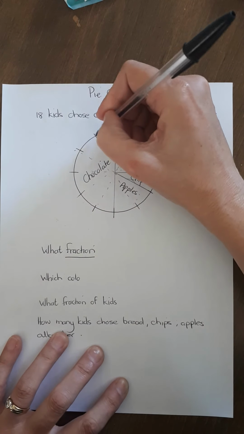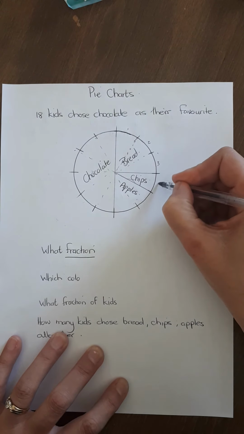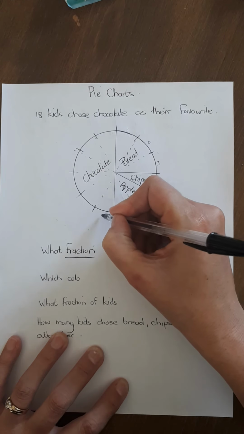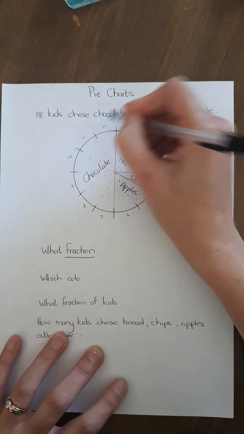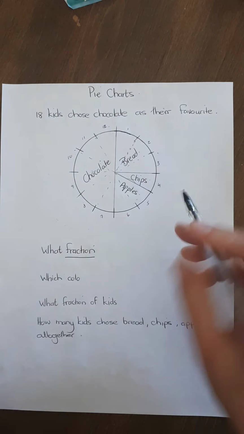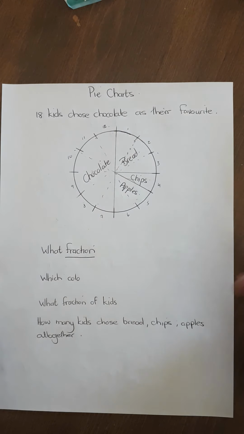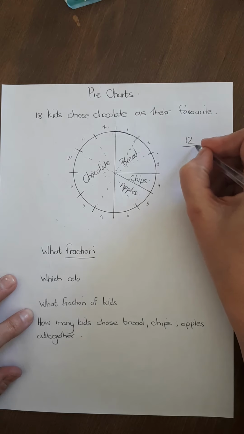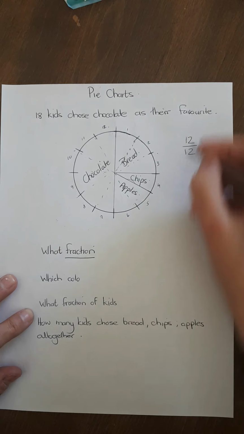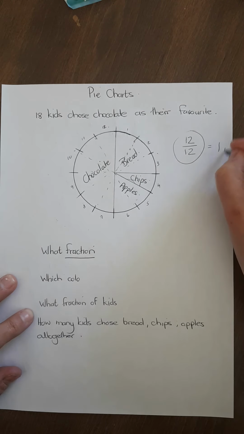So I do it like this. I count: 1, 2, 3, 4, 5, 6, 7, 8, 9, 10, 11, 12. So I know that over here it's one whole pie. I have 12 parts out of 12 parts of that pie, which gives me one pie.